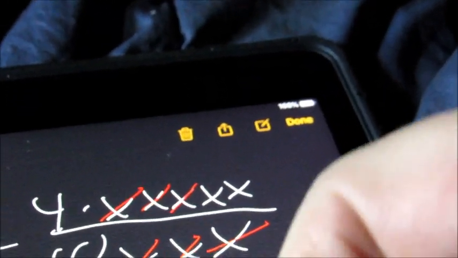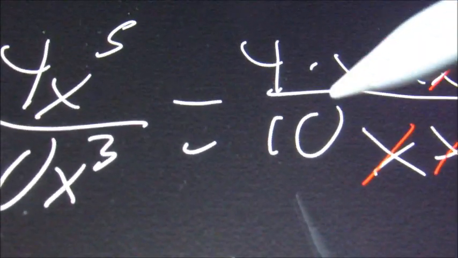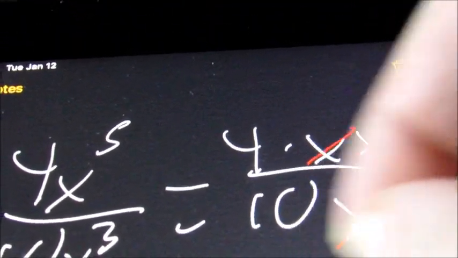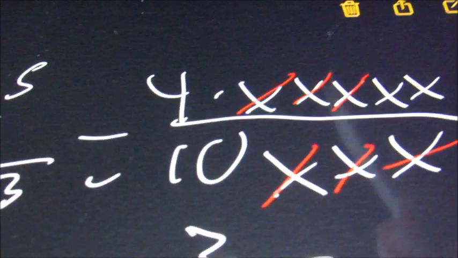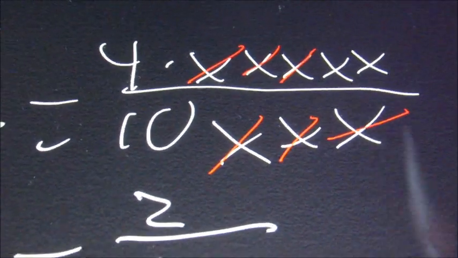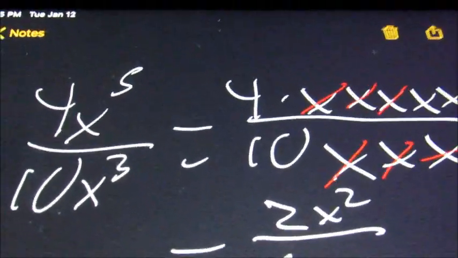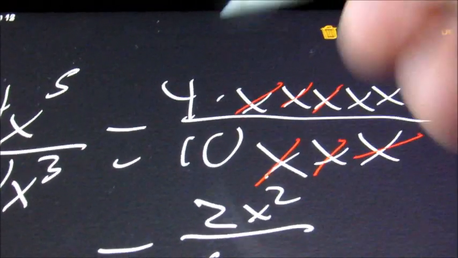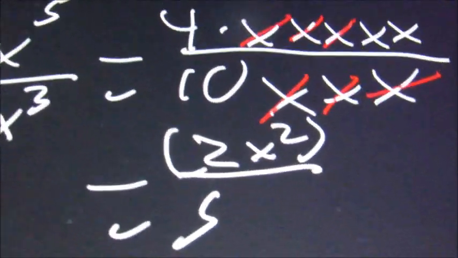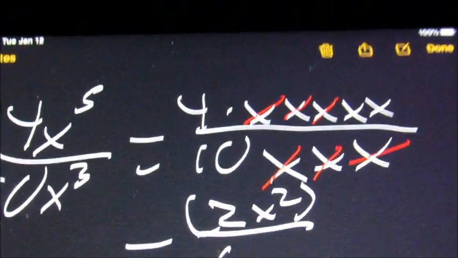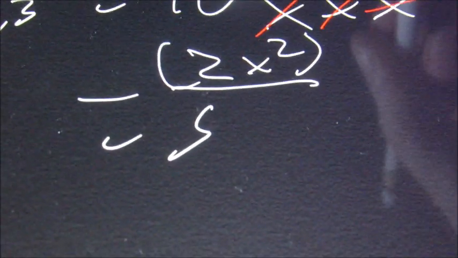So now what we have, we can simplify the 4 and the 10, divide both of those by 2, and we'll have 2 on top, 5 on bottom, and we still have 2 x's on top, so 2x squared over 5. That's one way that we can do this. When you're using MyOpenMath, you may need to put parentheses here, unless you're using the MathQuill.